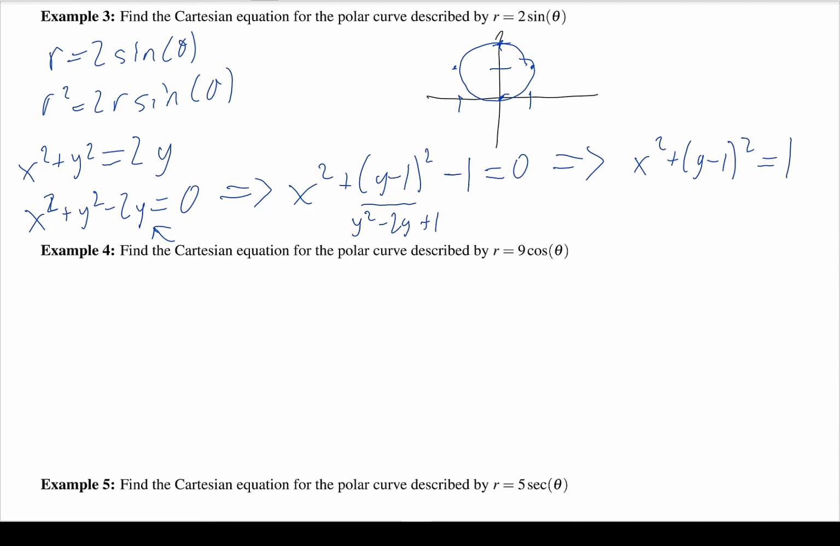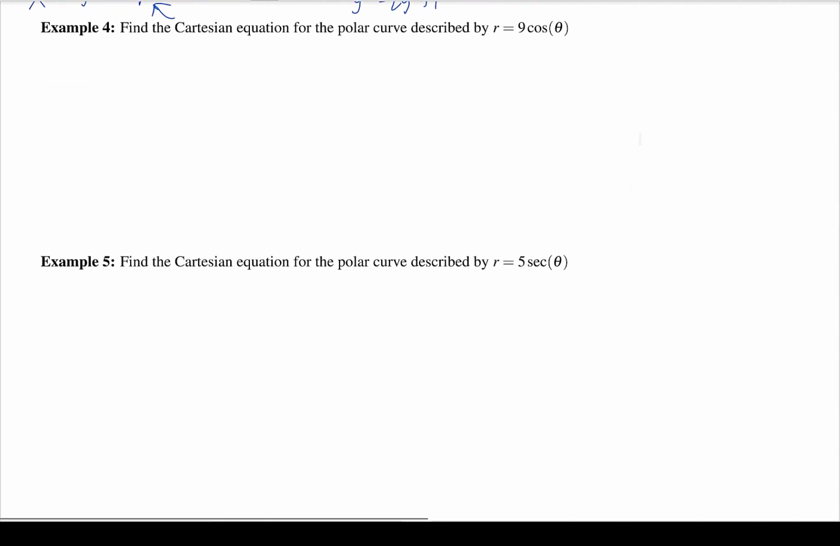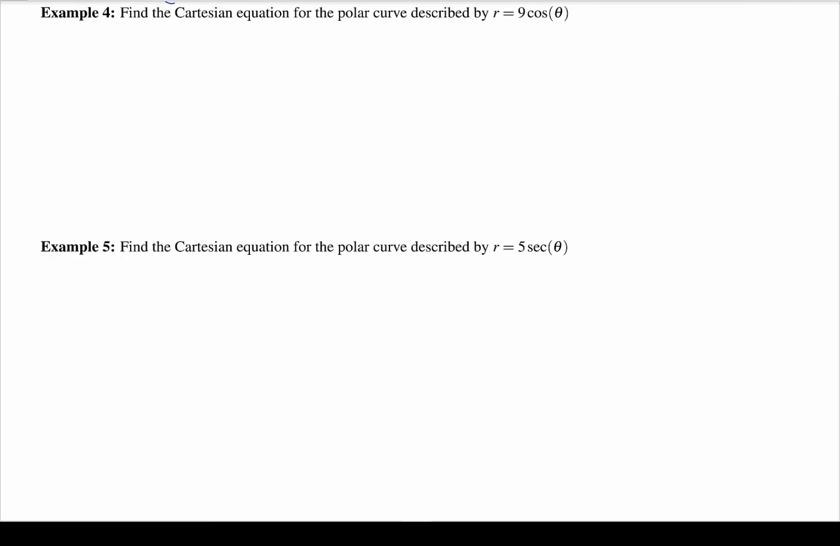Okay, now let's check out example 4. So example 4, we have to do a very similar thing. So we start by multiplying by r on both sides of the equation. So we'll get r squared equals 9r cosine theta. We'll plug in x squared plus y squared is equal to r squared. And then we'll also plug in that r cosine theta is equal to x. And so this will give me x squared plus 9x plus y squared is equal to 0.